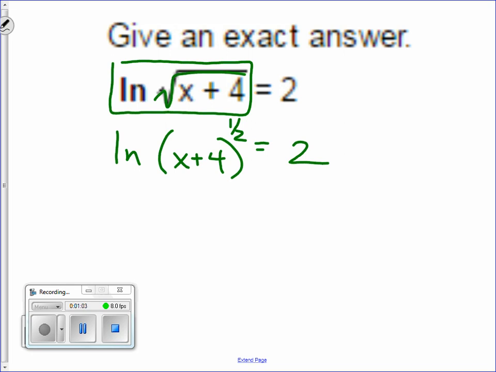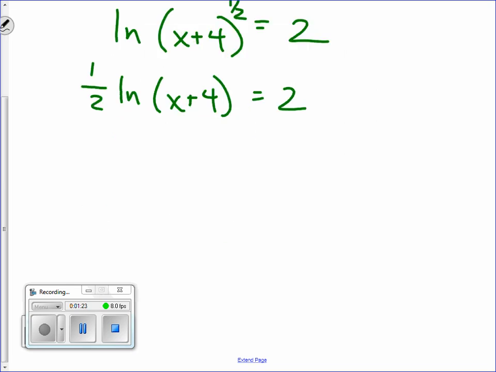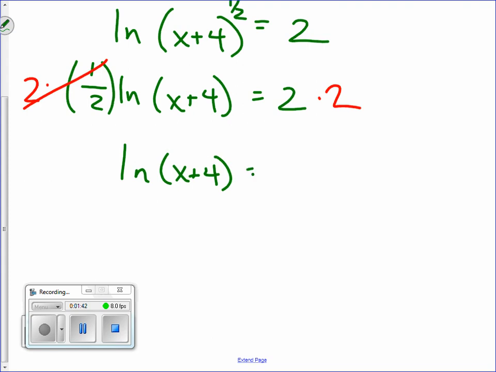If you wanted to, what could you do with that 1/2? What could you do with this 1/2 right now? You could write it in front. And you're like, why would you do that, Jackson? We have that logarithm all by itself, and then you had to go and ruin it by putting that 1/2 there. Well, then get rid of it. How do I get rid of a 1/2 that I brought in front? Multiply both sides by 2. So if I multiply both sides by 2, that 1/2 is going to cancel. Now I've got the natural log of x plus 4 equals 4.